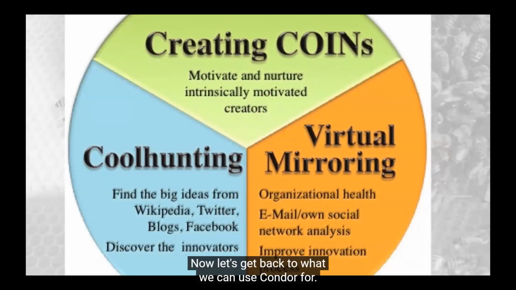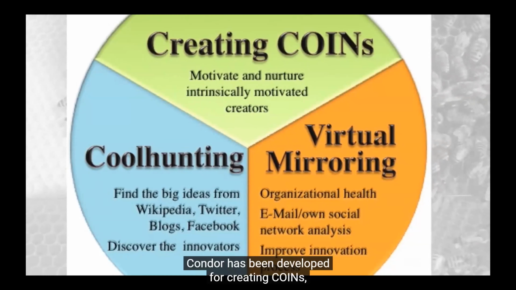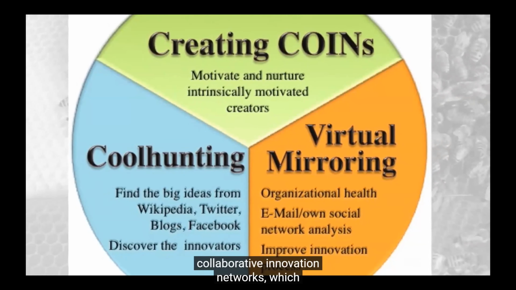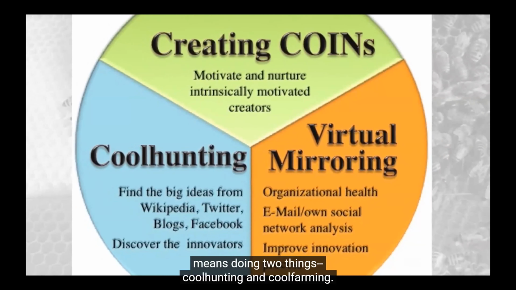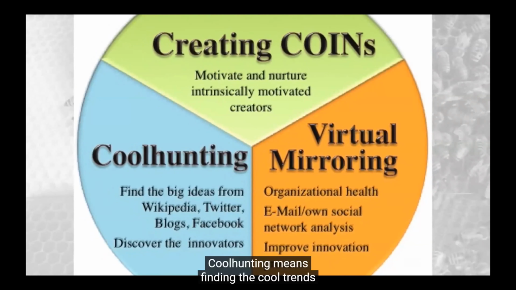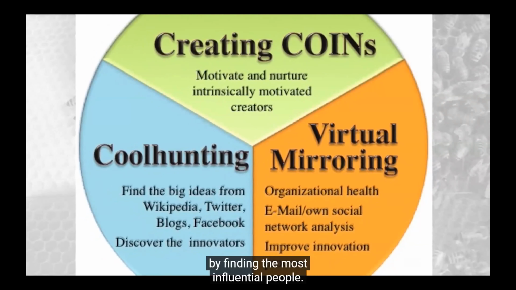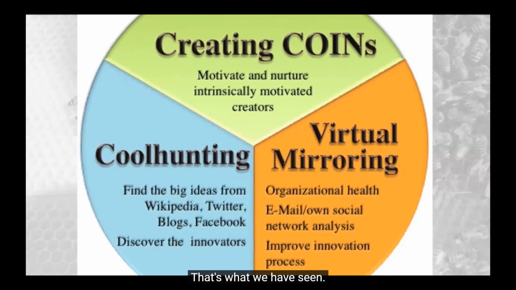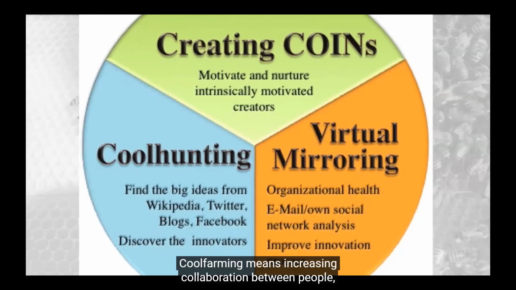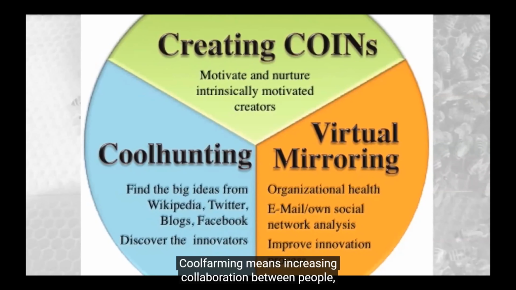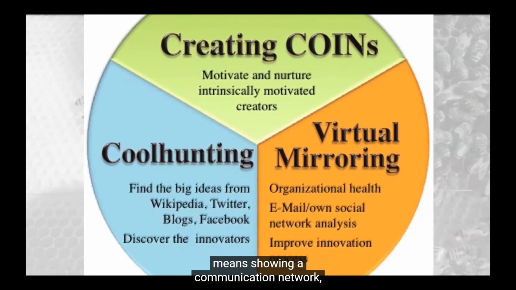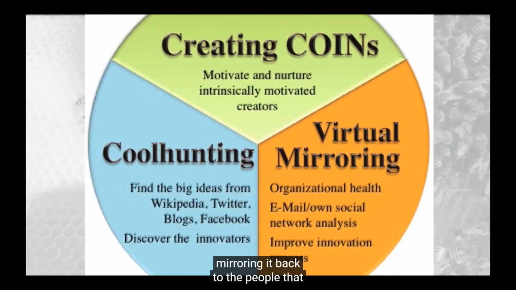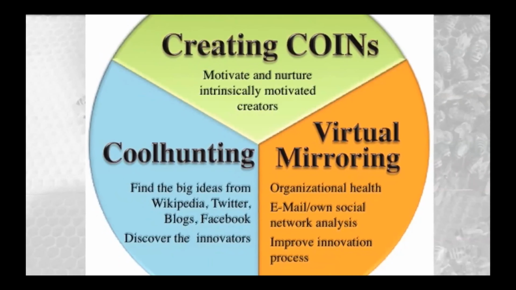Condor. Now let's get back to what we can use Condor for. Condor has been developed for creating COINs, collaborative innovation networks, which means doing two things: cool hunting and cool farming. Cool hunting means finding the cool trends by finding the most influential people, and that's what we have seen. Cool farming means increasing collaboration between people. And that's done by what we call virtual mirroring, which means showing a communication network, mirroring it back to the people that are involved in the communication.